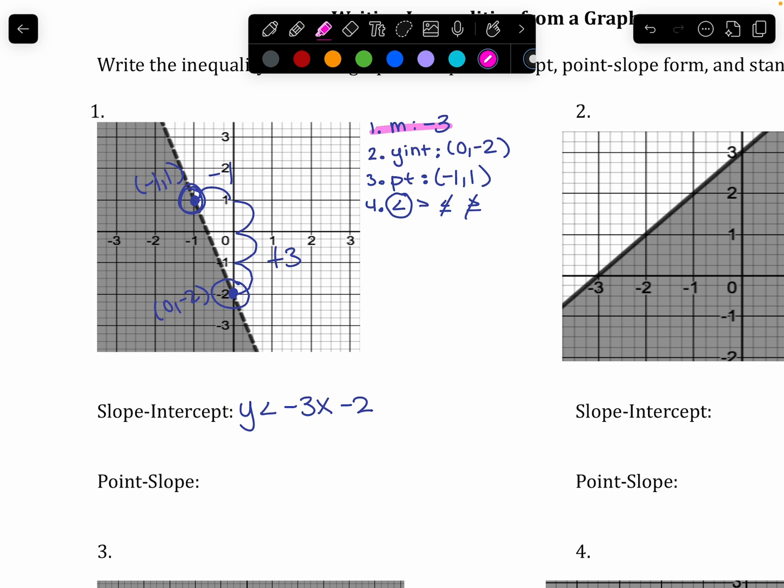So that's me looking at my slope, my y-intercept, and also my inequality. Okay, all of those things. Here's my slope, here's my y-intercept, here's my inequality.